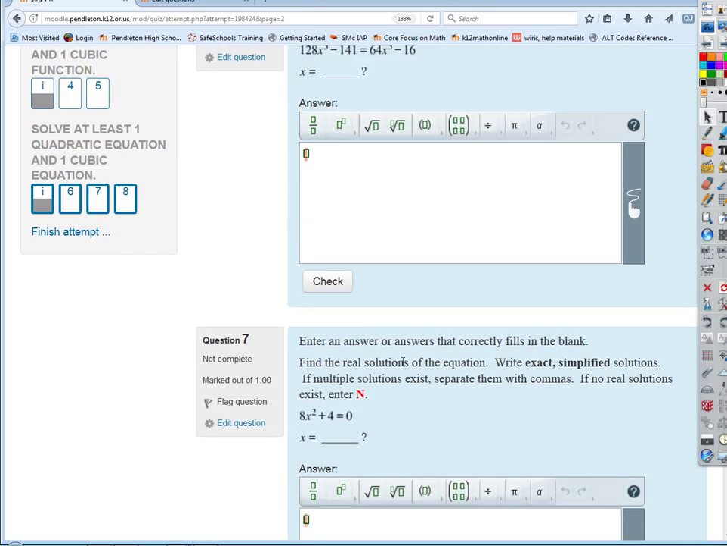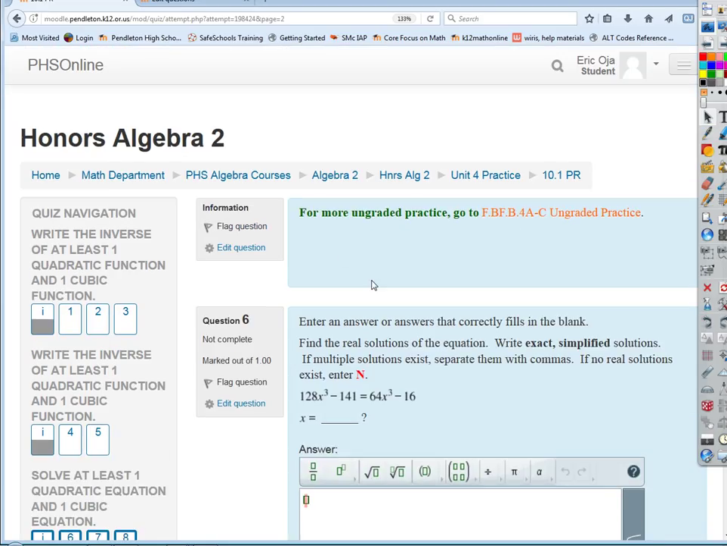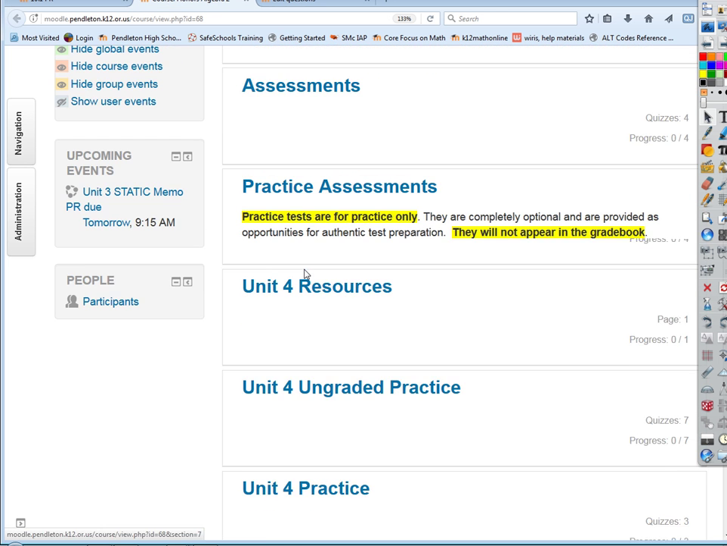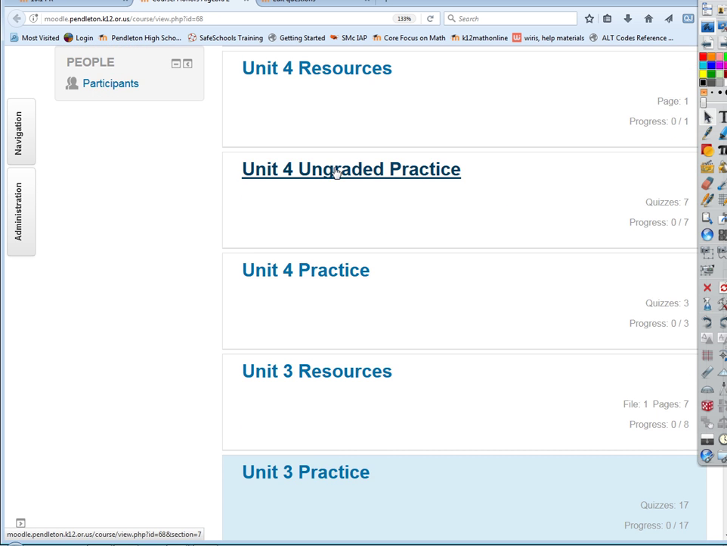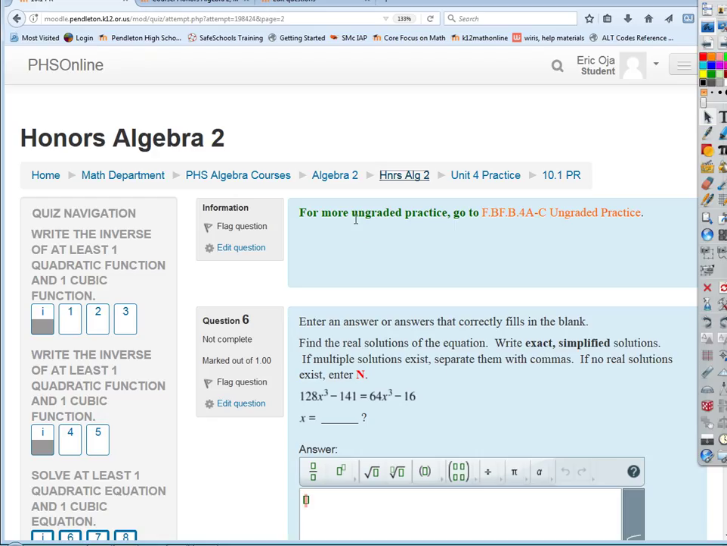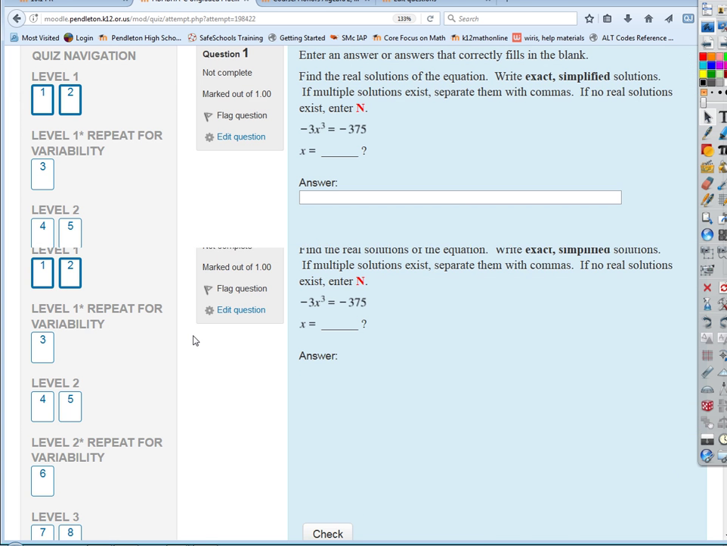I'm really paring down what you have to do. I gave you the upper level questions, and if you can do those, you're fine. But if you're having trouble with those, I went through this process of building, under Unit 4 Ungraded Practice, all of these assignments that I'm going to send you to, or you can send yourself to if you need some additional practice. If we go back to this assignment, for more ungraded practice, go to that ungraded practice, and it opens it up.